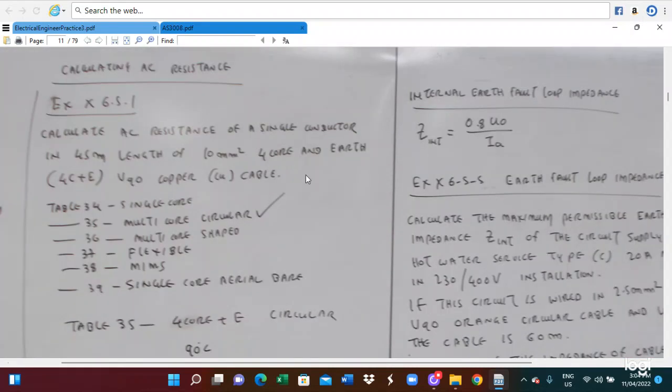So we have to calculate this characteristic AC resistance. We need to calculate the characteristic AC resistance of the single core conductor in the 45 meter length of the 10 millimeter square 4 core and earth cable, so 4C plus E V90 copper conductor.